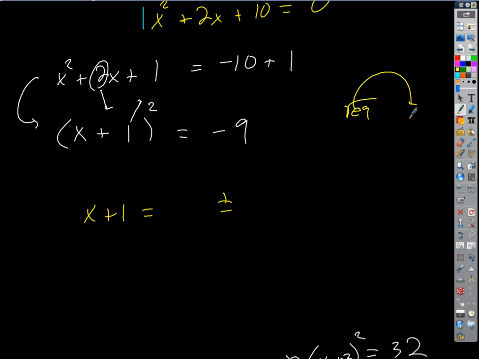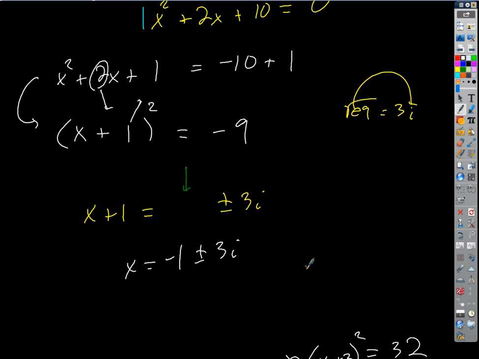That's good. There you go. And the square root of 9 is just 3, right? So I'm going to get plus or minus 3i. And then the last thing I do is put the subtract 1 right in front of the plus or minus, and my answers are x equals negative 1 plus or minus 3i.